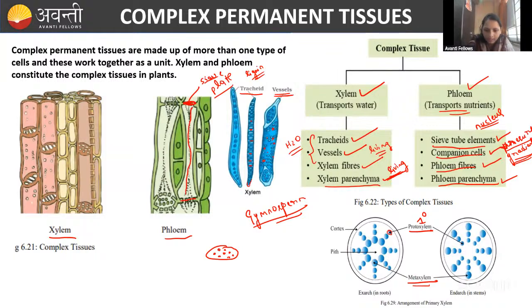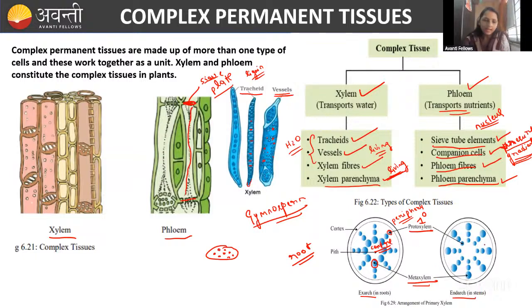The arrangement of the protoxylem we call exarch and endarch. Remember. If the protoxylem is at the periphery, we call that exarch. That mainly we can see in the root. The protoxylem is at the periphery and the metaxylem is at the center. That is the exarch condition. We can see it in the root.